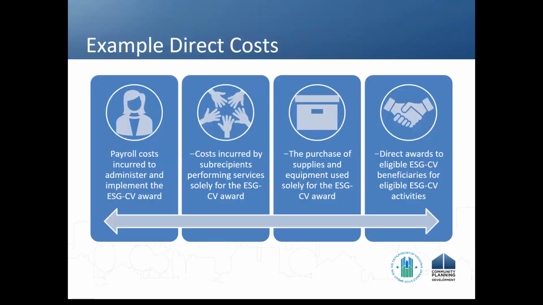So now that we've defined cost objectives, let's turn back to direct versus indirect costs. Put another way, direct costs are those costs incurred specifically for the ESG-CV award and are not otherwise treated as indirect costs. Examples of direct costs can include payroll costs incurred to administer the ESG-CV award, costs incurred by grantees or sub-recipients performing services solely for the ESG-CV award, the purchase of supplies and equipment used solely for the ESG-CV award, or direct awards to eligible beneficiaries for eligible ESG-CV activities.